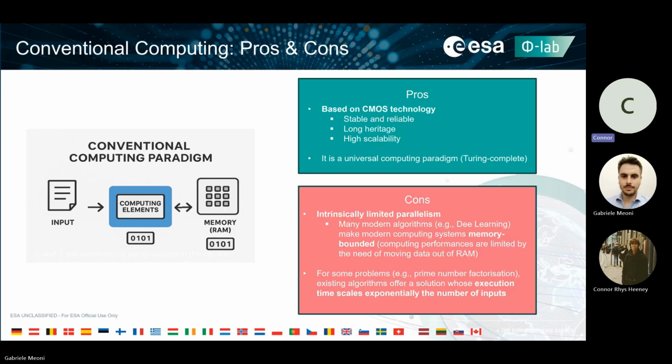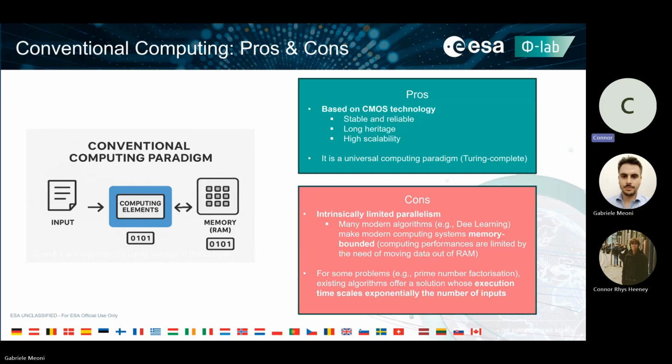Well, there are some cons. First of all, when you have to process large amounts of data, nowadays, especially, for instance, with deep learning, these kinds of models are not really intrinsically parallel, in the sense that you might want to parallelize your computing with GPUs and so on. Yes, of course, you can do it, but modern computation is memory bound. So the bottleneck is transferring data between the computer and the memory and so on. This is becoming a problem.